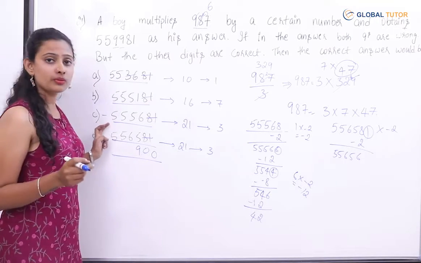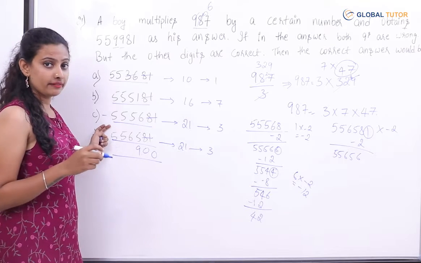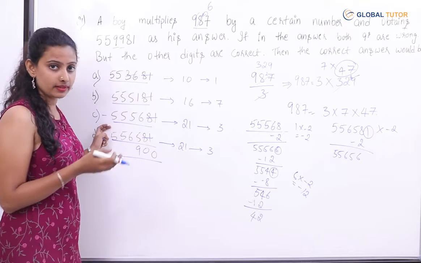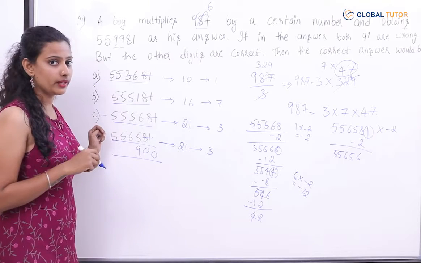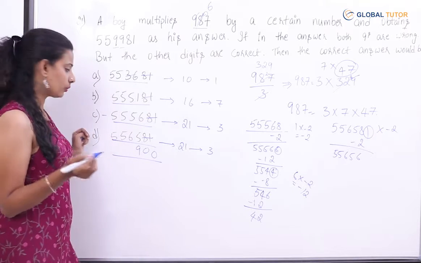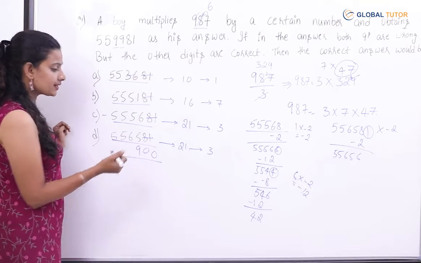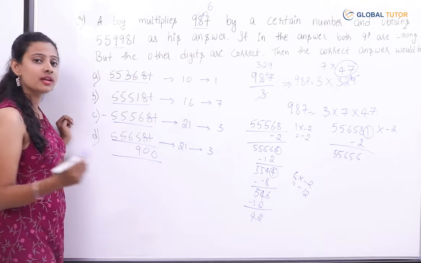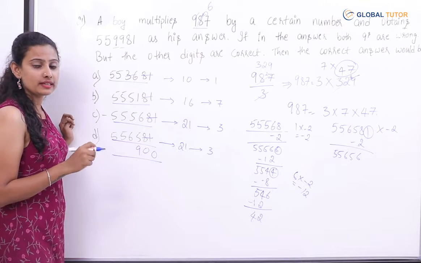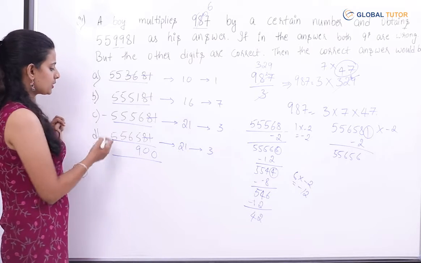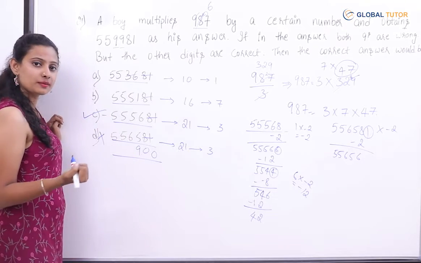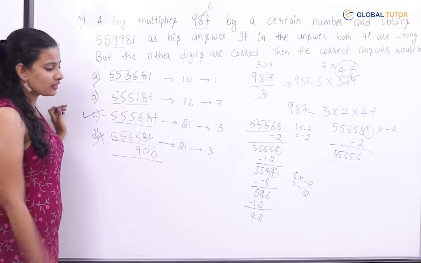Whenever there is a number which is divisible by 7 and you add another number to it which is also divisible by 7, then the entire number will be divisible by 7. However, 900 is not divisible by 7. So if you add this number to this number, then the whole number cannot be divisible by 7. So option D is not the correct answer. Option C is the right answer. So now we found the answer.